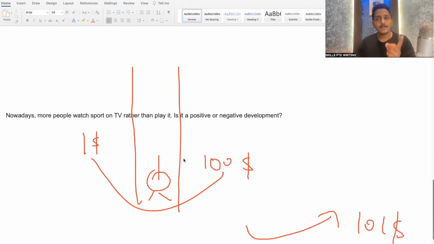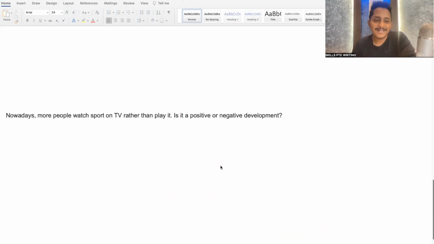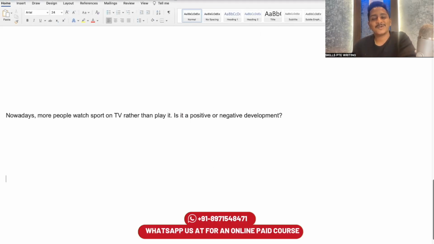For this scenario, I did not ask you. You can take $1 or $100. Which one you take? I said which one you take. If the question is which side you take, I take both the sides. If the question is is it a positive or a negative, you cannot say only one. It is both positive and negative development. Sometimes it is positive, in some scenarios it is negative. No, you cannot do that. Getting it? So this is a question.